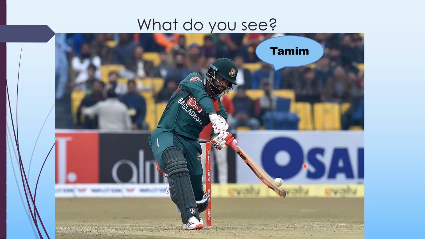So the question is, what do you see? That's a very common surface question for all of you, and I can easily understand what you see. Yes, Tamim is hitting a ball, or we can say Tamim hits a ball, and that's his job, to hit a ball not to the hands of the opposition but to the gallery, to the boundary.